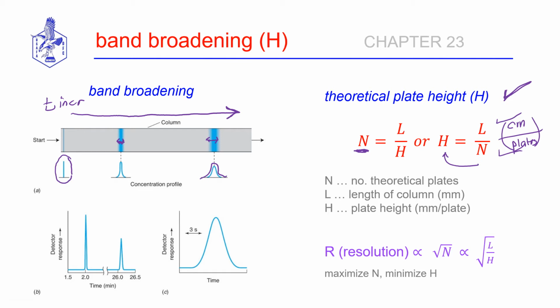So remember that to optimize resolution, that's the ultimate goal of the separation. We want our resolution to be maximized, with a minimum of 1.5 to have a clean separation. Resolution is proportional to the square root of the number of theoretical plates, which is inversely proportional to the square root of the plate height, since N is the length of the column over the plate height.